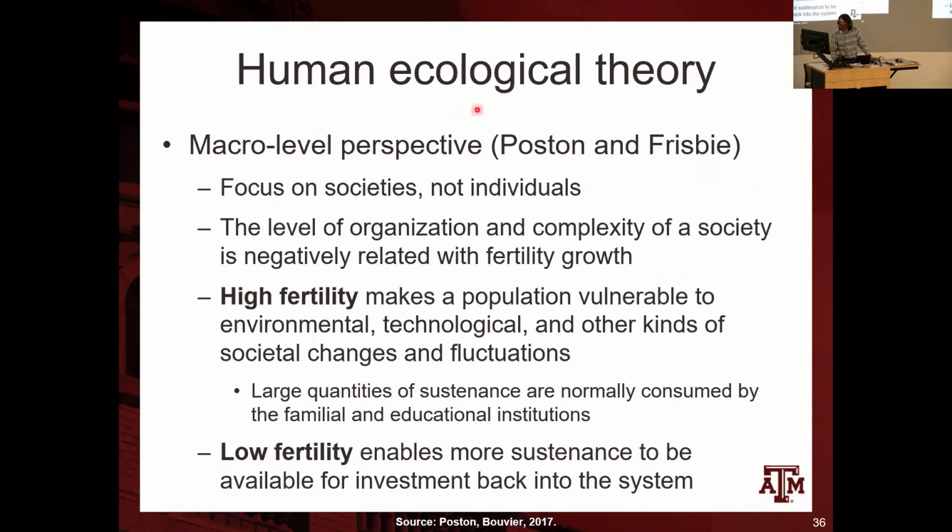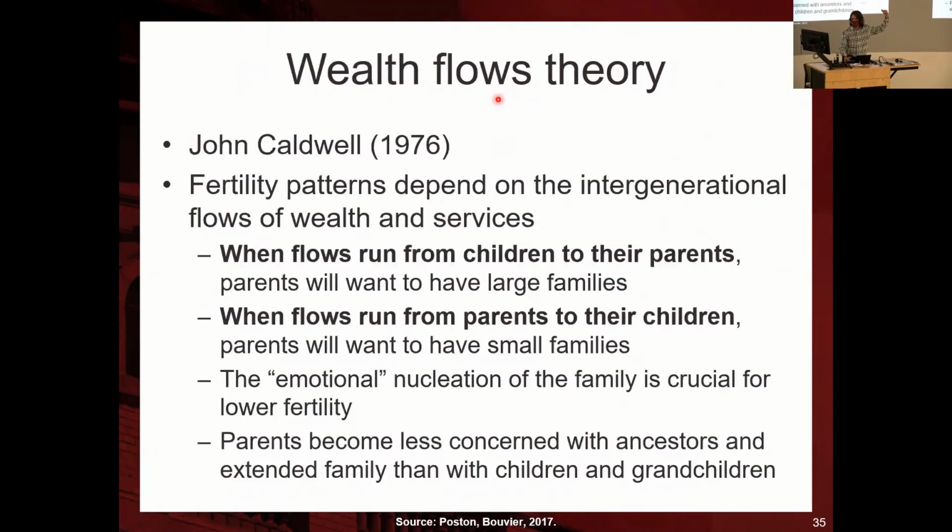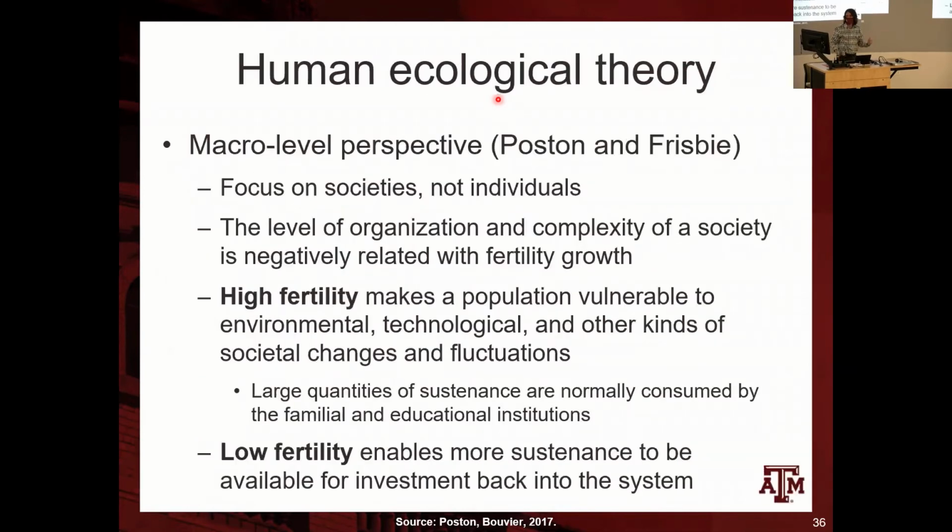What is this term here, ecological, referring to? Ecological in this sense means that we are doing a macro analysis. The previous theory, the wealth flows theory, was looking more at the family level, decisions being made by families because of the wealth flows between children and parents. In the human ecological theory, you are looking more at a macro level perspective. Whenever we use this term ecological theory, we are talking about the aggregate level, right?